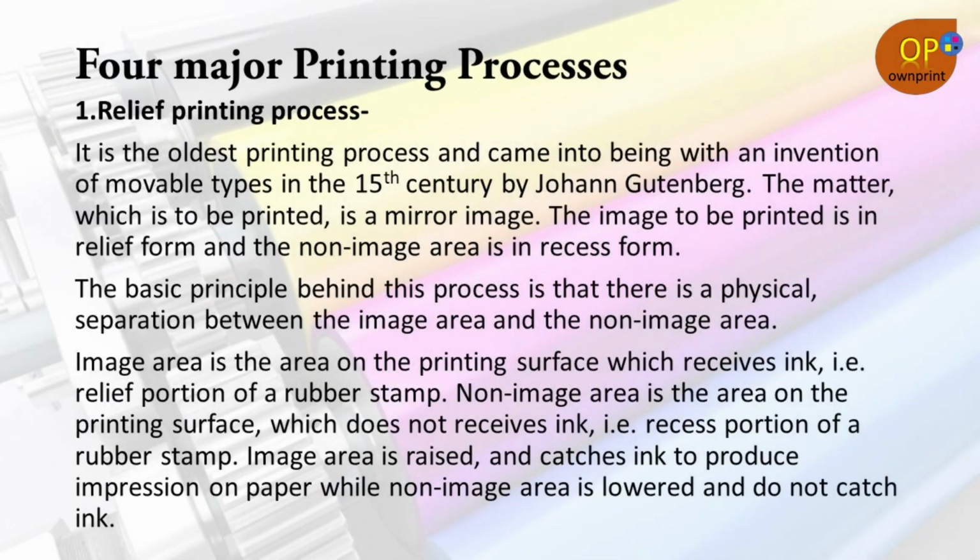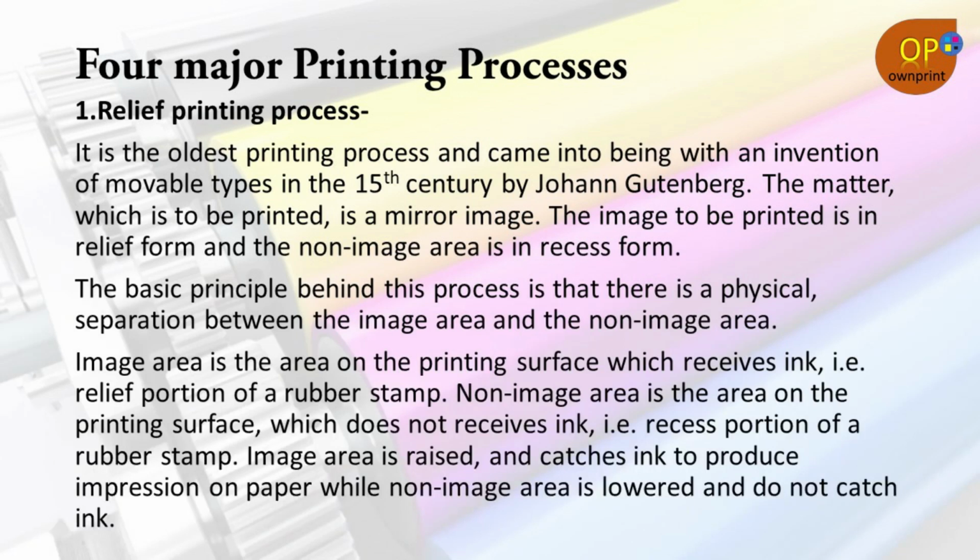In today's video, we will discuss 4 major printing processes. First, relief printing process. It is the oldest printing process and came into being with the invention of movable type in the 15th century by John Gutenberg. The matter which is to be printed is a mirror image. The image to be printed is in relief form and the non-image area is in a recessed form. The basic principle behind this process is that there is a physical separation between the image area and the non-image area.